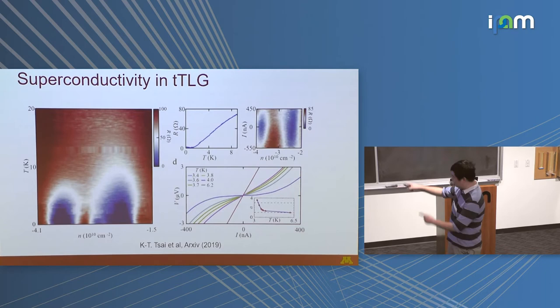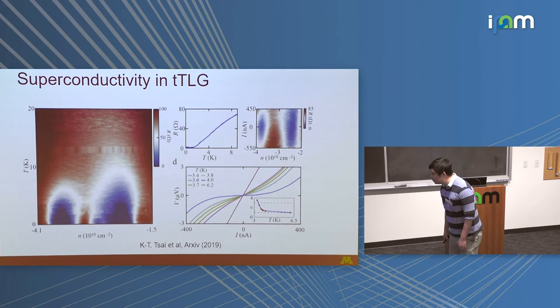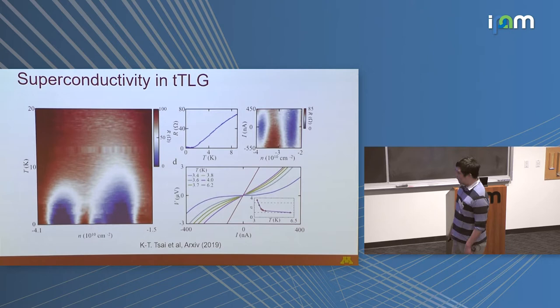Just so I'm following, this is trilayer graphene with two twists? Yeah, like two consecutive twists. Yeah, so Moiré of Moiré, yes.